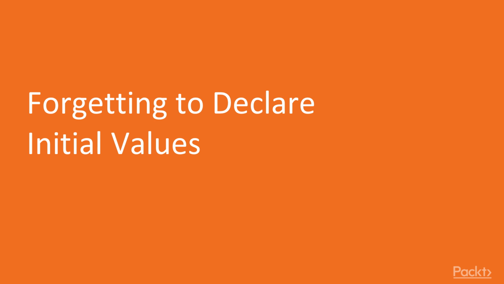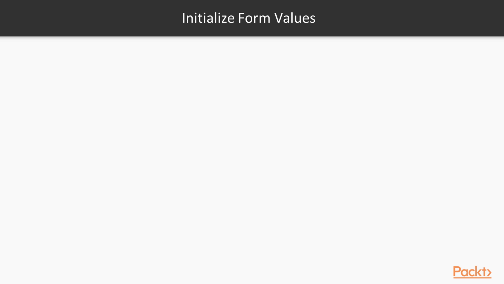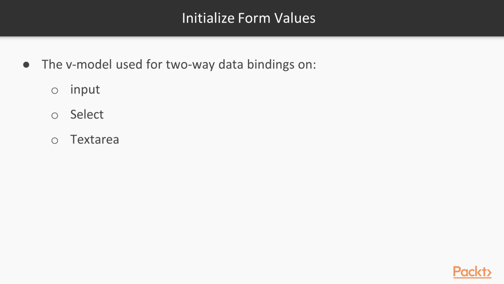Forgetting to declare initial values. In this video, we'll take a closer look at why declaring initial values in the source is required and recommended when using web forms. The Vue model directive is used for two-way data bindings on form input elements, such as the input, select, and text area.